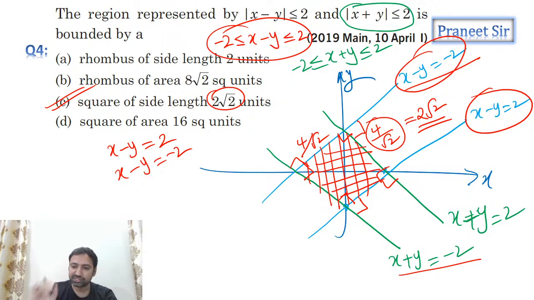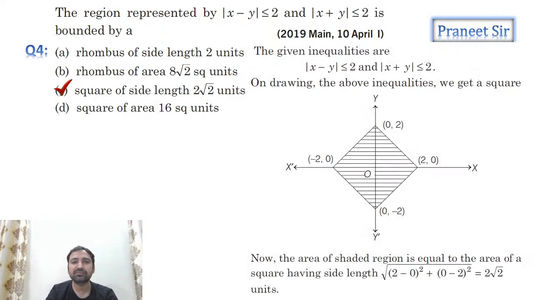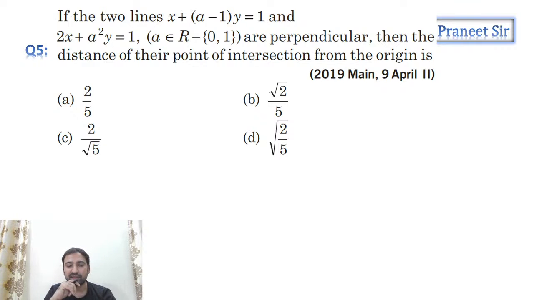Okay, let's move to the next question. The next question is: if the two lines (x + (a − 1)y = 1) and (2x + a²y = 1) are perpendicular, then find the distance of their point of intersection from the origin.